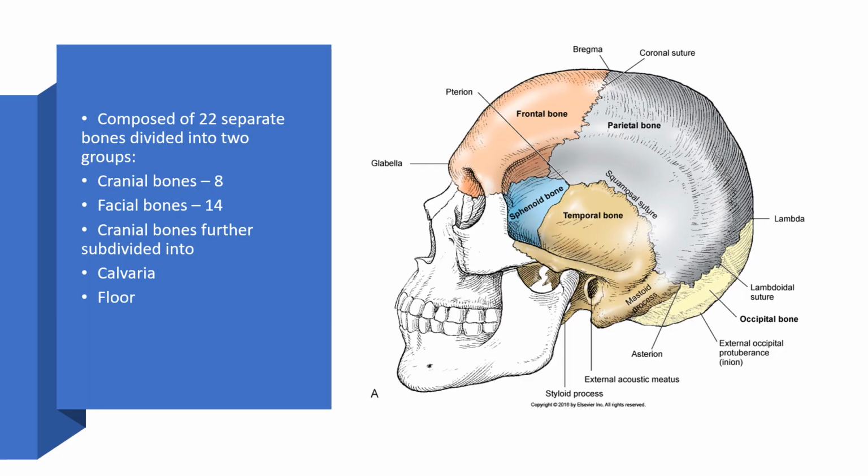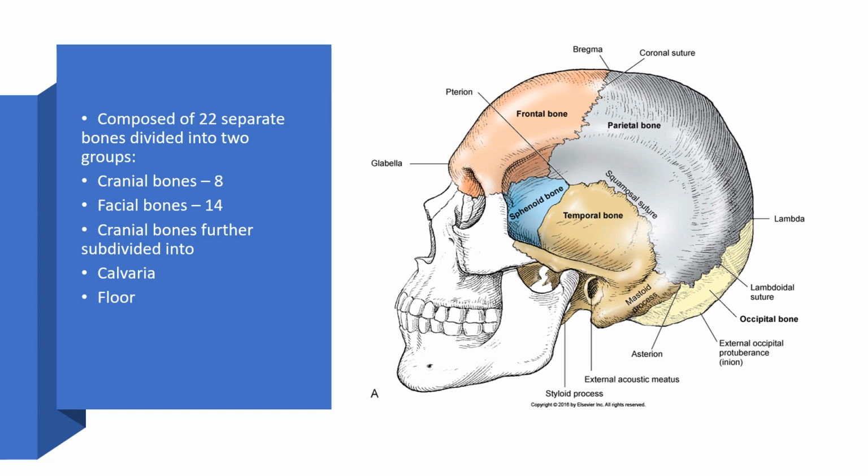So first and foremost, the entire skull is divided into two sections. The cranium, which is the housing for the brain, is composed of 8 bones. And then the facial bones, which are the bones that make up the face, that's 14 bones. 8 bones make up the cranium. Together, 22 bones make up the entire skull. We will get to the 14 facial bones in the second part of this lecture.